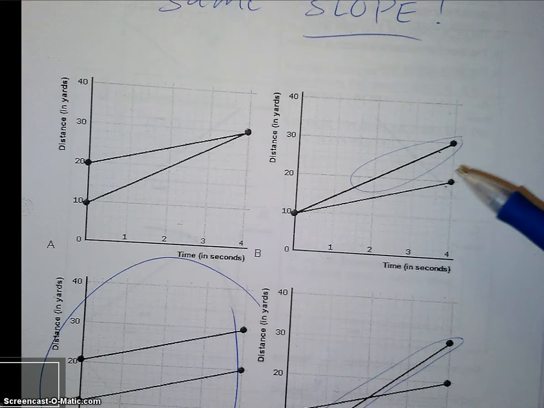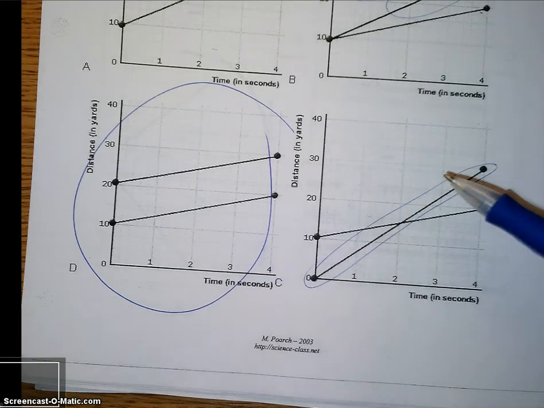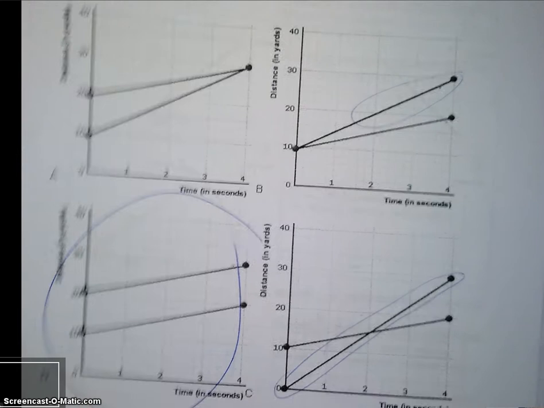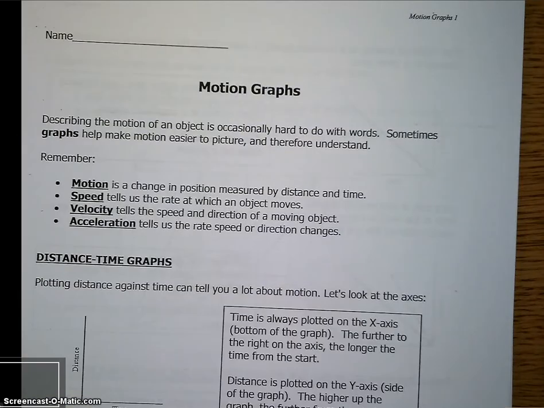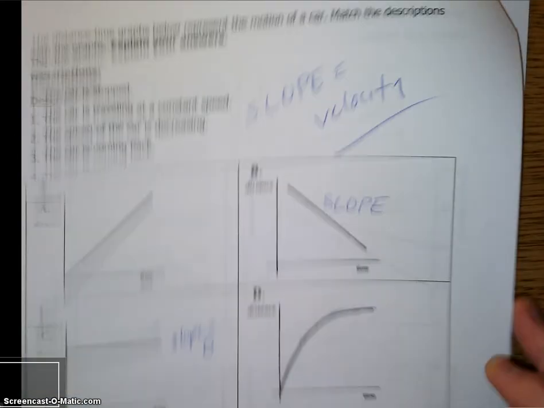Page 5. The answer is D, because these are the only two that have the same slope, and slope is velocity. Again, you can pause. Page 6.